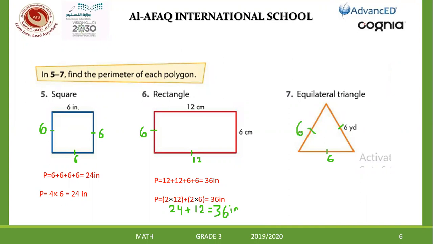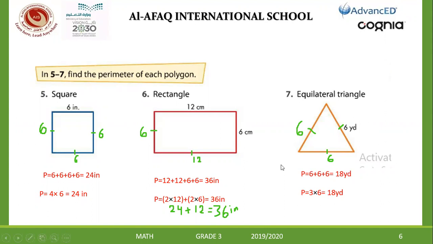To find the perimeter here, we have to add all of them together. P equals 6 plus 6 plus 6, 3 times, will be 18. We can replace this repeated addition by using multiplication. I have 3 sixes, so the perimeter equals 3 multiplied by 6, which will be 18 yards.